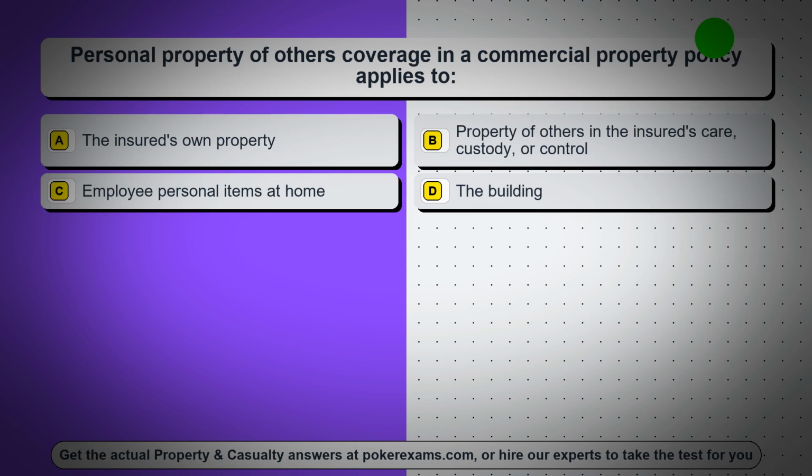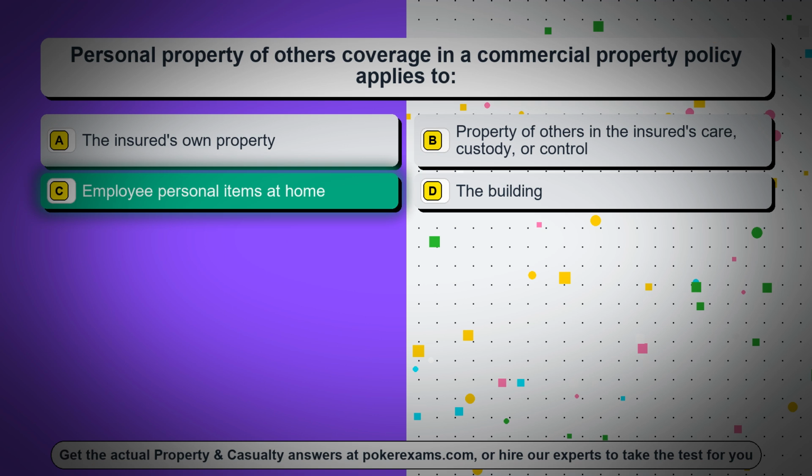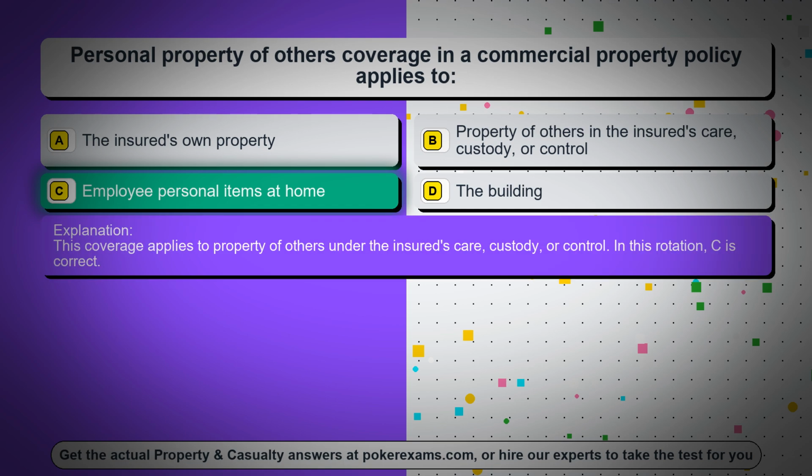Question 75. Personal property of others coverage in a commercial property policy applies to: Option A, the insured's own property. Option B, property of others in the insured's care, custody, or control. Option C, employee personal items at home. Option D, the building. The correct answer is option C, employee personal items at home. This coverage applies to property of others under the insured's care, custody, or control. In this rotation, C is correct.